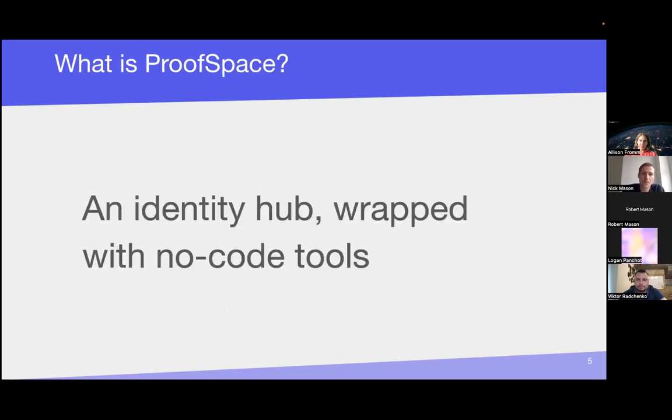Let's go on. So how does ProofSpace fit into this? We're an identity hub wrapped with no-code tools. Being an identity hub means that services using ProofSpace support a library of protocols and credential types, which enable smooth transactions across identity networks and negates the challenges of making huge technical decisions now about really complex technologies that are rapidly evolving. It also means that services and people using ProofSpace are part of a network across which credentials can be seamlessly issued, shared, and verified.